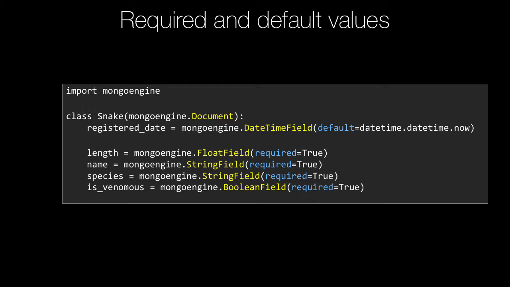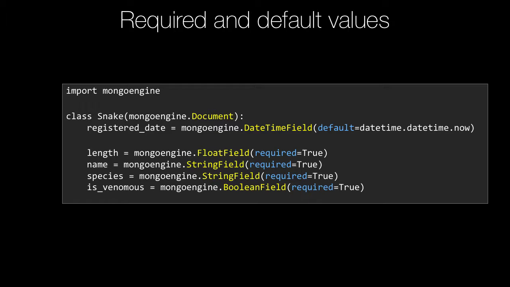Okay, we also set the length to a float. We said that's a required float. You have to specify the length or MongoEngine will give you an error. So you can't insert this thing. That field is required. It's interesting that that's not a feature of MongoDB. That's a feature of MongoEngine. So by using MongoEngine instead of, say, PyMongo, we get these additional features. Same for the default. And name, species, and venomous, also these are all required, so we can do this here.